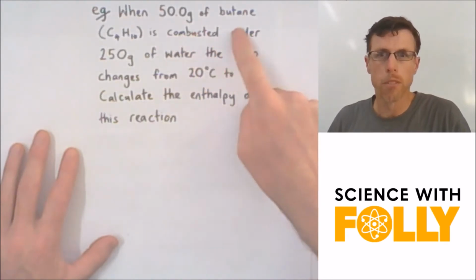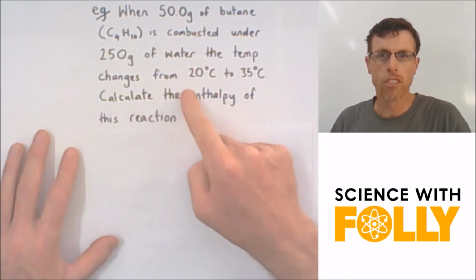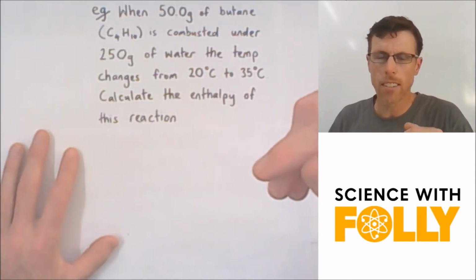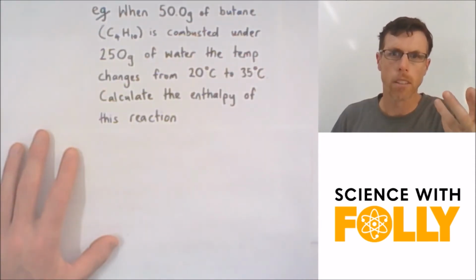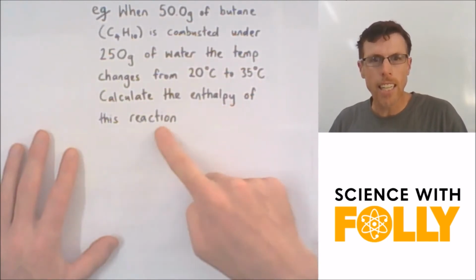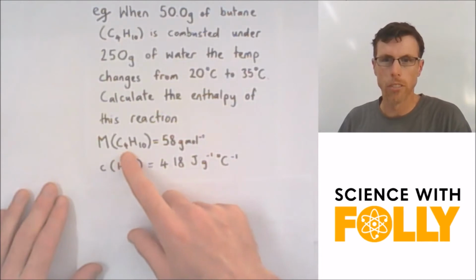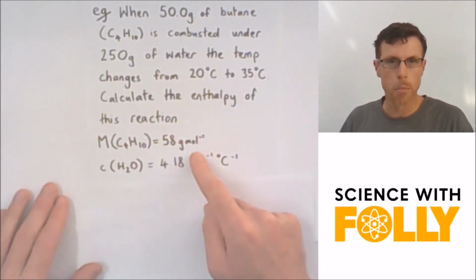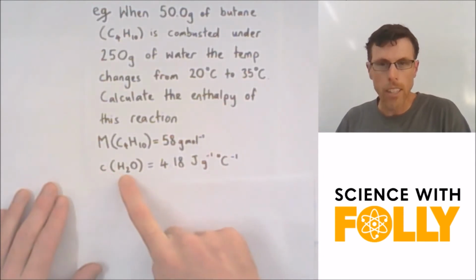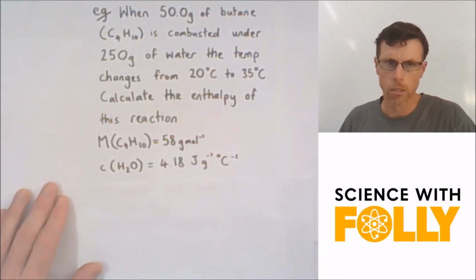So here's an example. When 50 grams of butane is combusted under 250 grams of water, the temperature changes from 20 degrees to 35 degrees Celsius. Butane's the gas that you use in like a gas cooker for camping. So it's kind of like maybe cooking a cup of tea or something. Calculate the enthalpy of this reaction. The molar mass of butane, which is C4H10, is 58 grams per mole. You should have been able to calculate that. And the specific heat capacity of water is 4.18 joules per gram per degree Celsius. I told you that before.